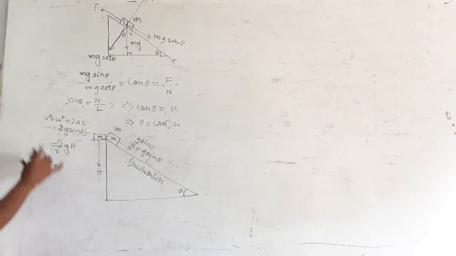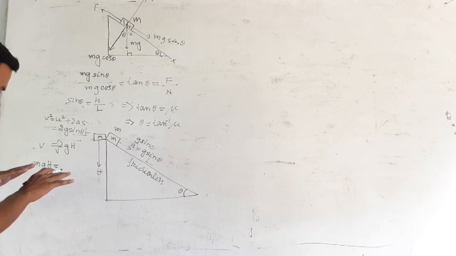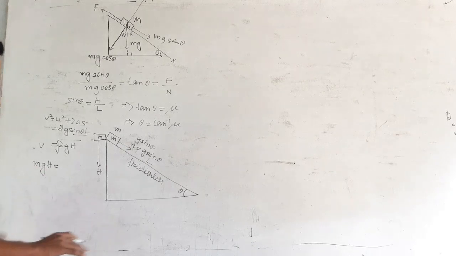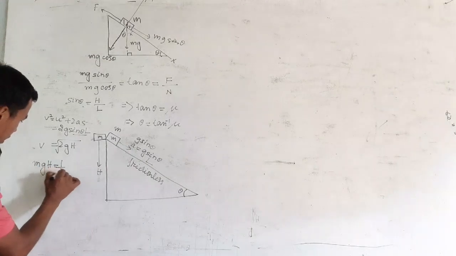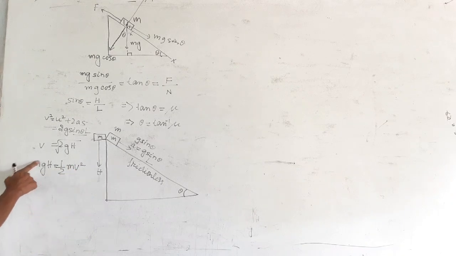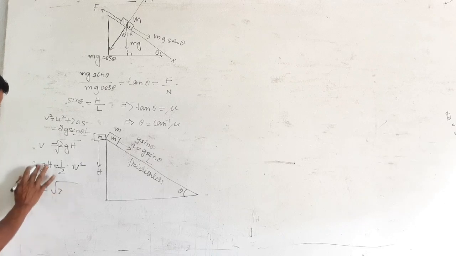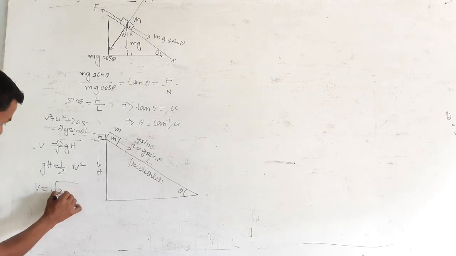And when it hits the ground, no potential energy will be there. All the potential energy is converted into kinetic energy, and it will possess the total energy (1/2)mv². Okay, so m cancelled. So final velocity is equal to root over twice gh.